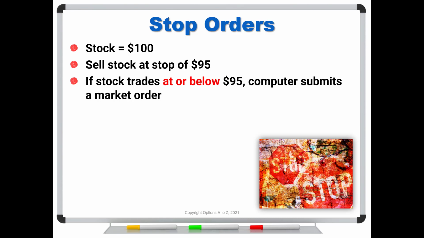Now, what's not guaranteed is that you're going to receive that stop price. That's another misconception that a lot of new traders have. They say, well, I put a stop at 95, and therefore I'm guaranteed to get 95. Not true. Look at the definition. If the stock trades at or below 95, it's going to submit a market order. So what could happen is the stock might close at 96 one day, still didn't trigger your order, but then the next day it gaps down to 70. Trigger the order, you're going to get filled at 70.